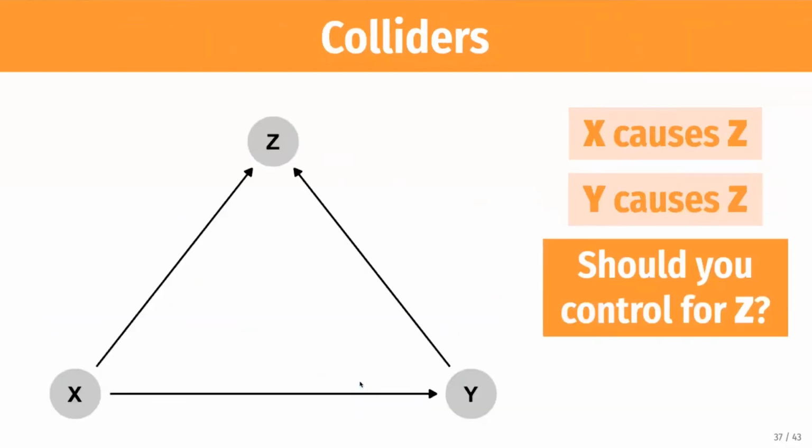Okay, the last example here is this idea of collision, where X causes Y, we care about that, but also X causes Z and Y causes Z. So should you control for Z? Should you have this variable be in your model? The answer is no, because it will distort the effect even worse than controlling for a mediator.